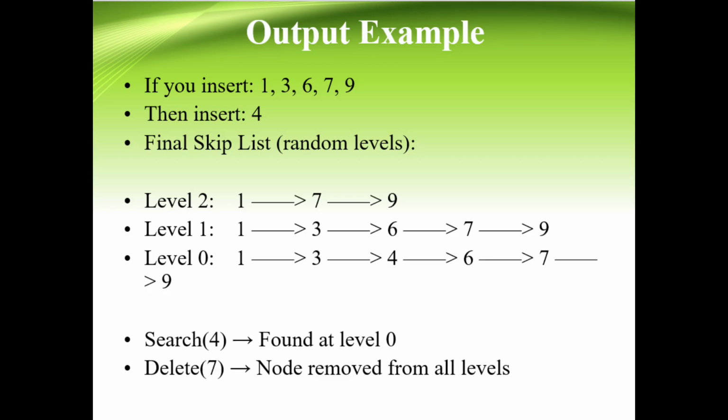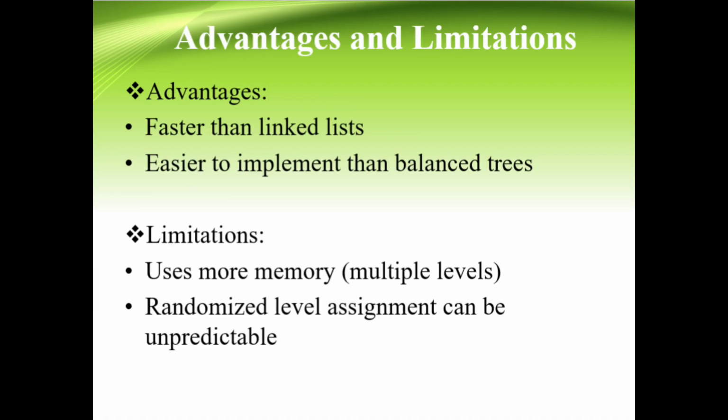When we search for 4, the algorithm starts at the top left node. It moves forward, and when it overshoots, it drops to the next level. Finally, at level 0, it finds the number 4. If we delete 7, the node is removed from all the levels where it exists. The main idea is that a skip list makes searching, insertion and deletion much faster by skipping unnecessary nodes at higher levels.